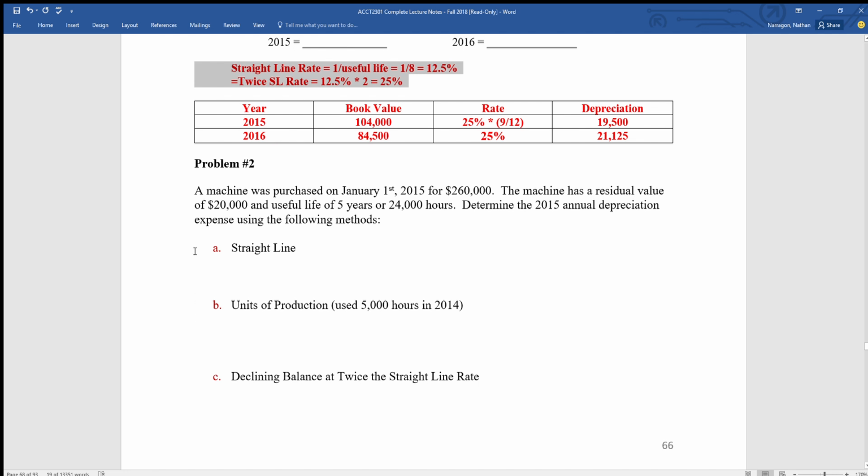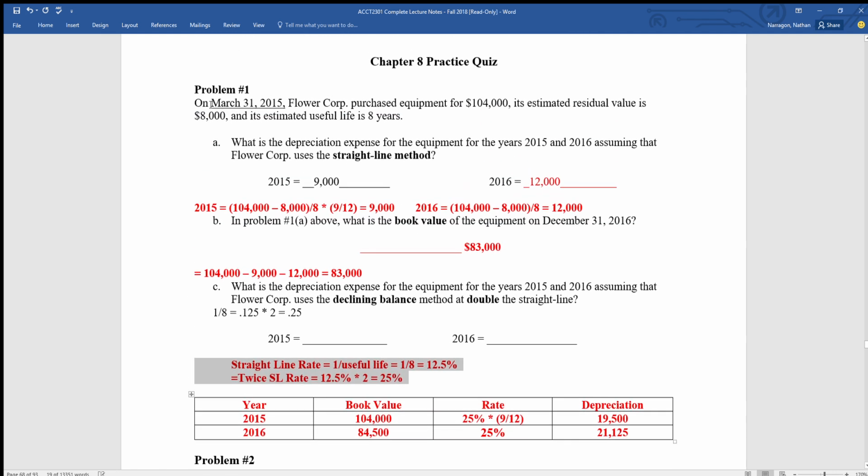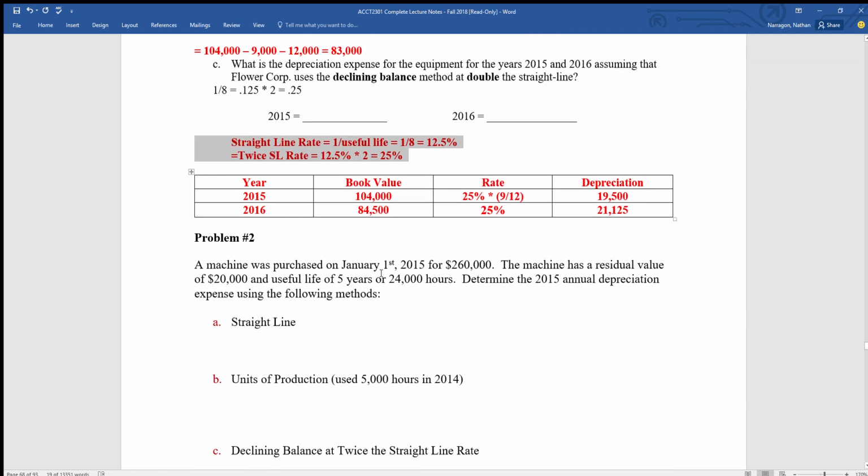So problem number 2. A machine was purchased on July 1st, 2015. So we made life easy on this one. We don't have to worry about the dates because it was purchased at the beginning of the year, for $260,000. The machine has a residual value of 20 grand and a useful life of 5 years, or 24,000 hours. Determine the annual depreciation expense using the following methods.